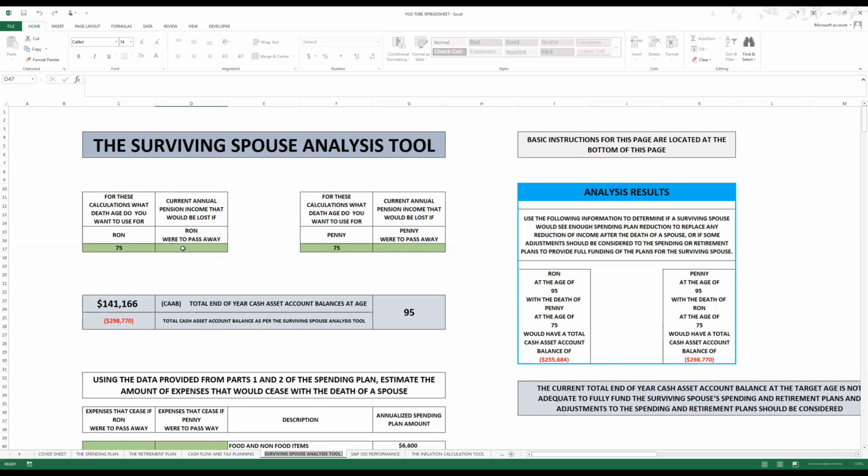Here, if either one of us has a pension, if some of that pension would be lost with the passing of the person, then you would put in what the annual loss of income would be. And one of these might be blank, one might have a number, you might both be blank, whatever, depending on your pension situation. Okay, dropping down.